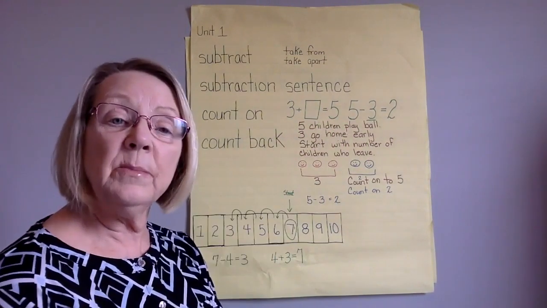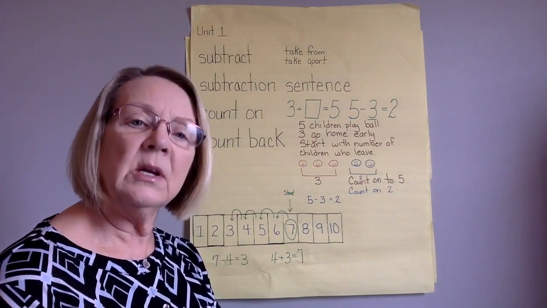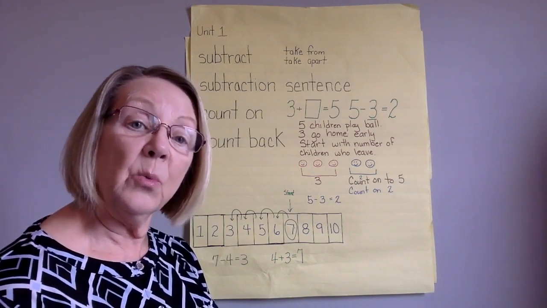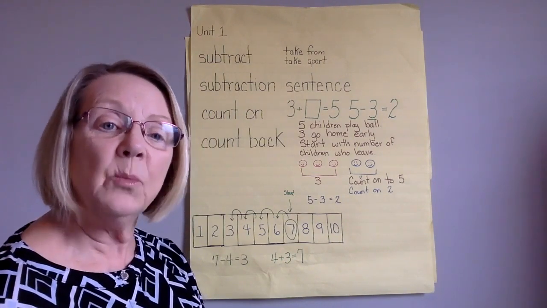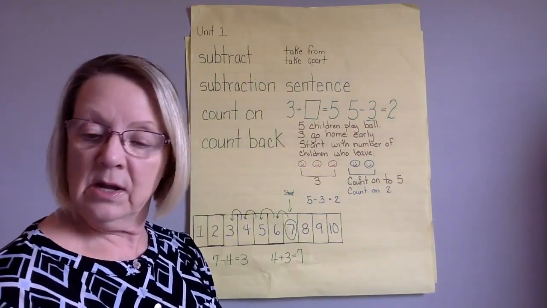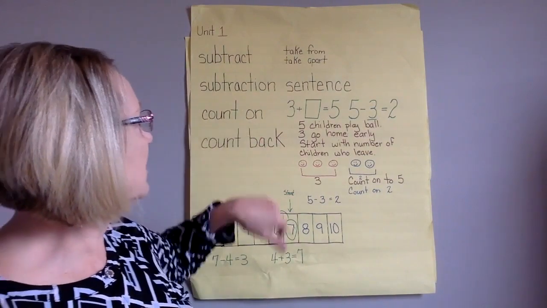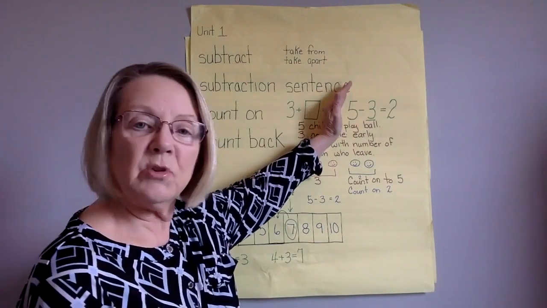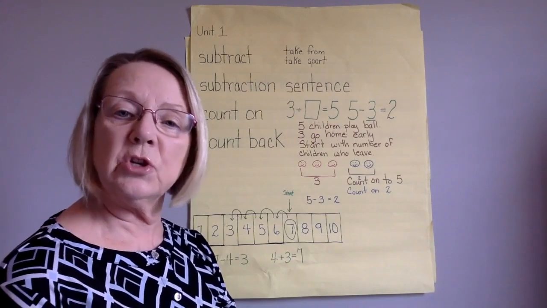In addition, we have also been talking about the commutative property. So if we said 5 plus 3 equals 8, we could also say 3 plus 5 equals 8, and we get the same quantity on this side. All right, more about subtraction. So we have subtraction sentences. Here's my subtraction sentence right here: 5 minus 3 equals 2.